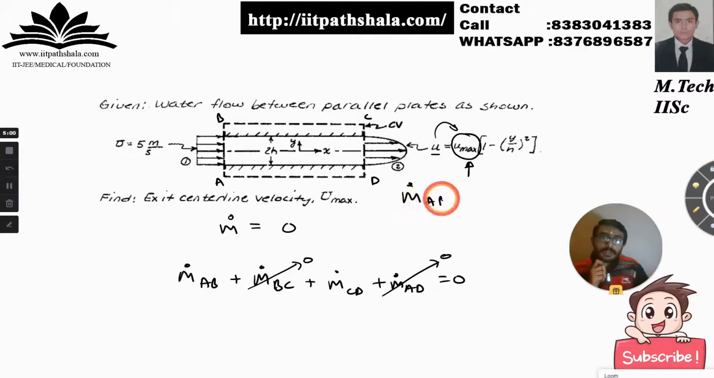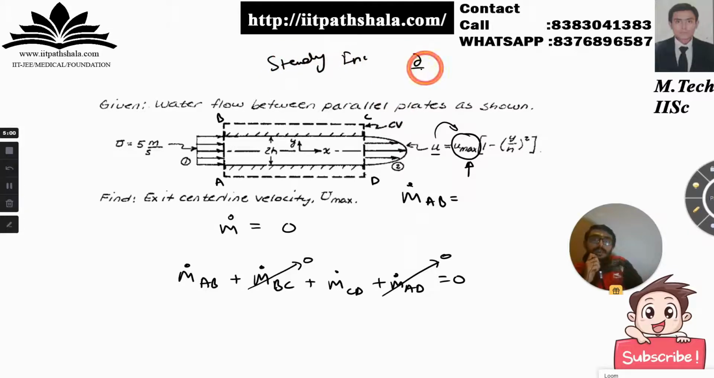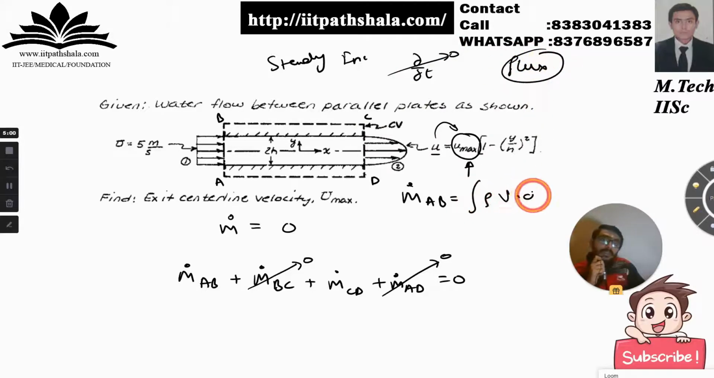If I account for the mass flow rate across AB, I'm considering that my flow is steady and incompressible, so the del by del t term is coming out to be 0. We are left with the flux term itself, which will be equal to rho V dot dA. Now here, as you can see, the velocity is pretty much constant. So instead of taking a small elemental dy length, I can take the whole area of the cross section.